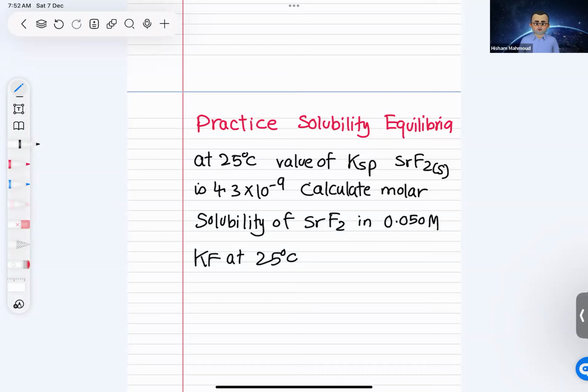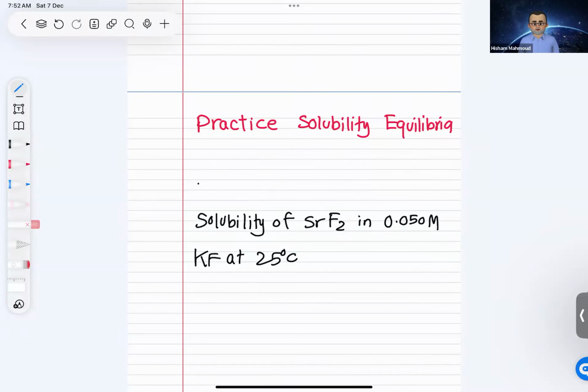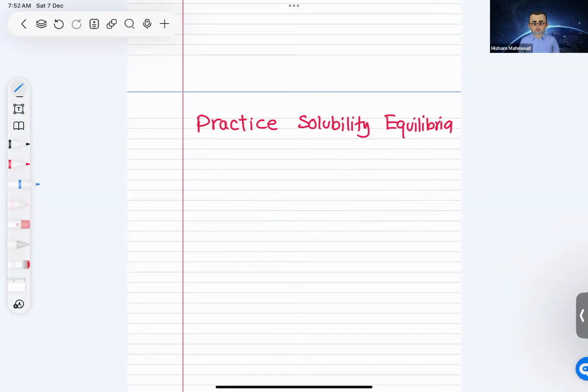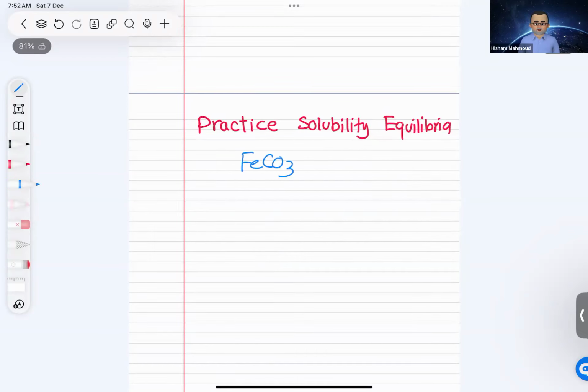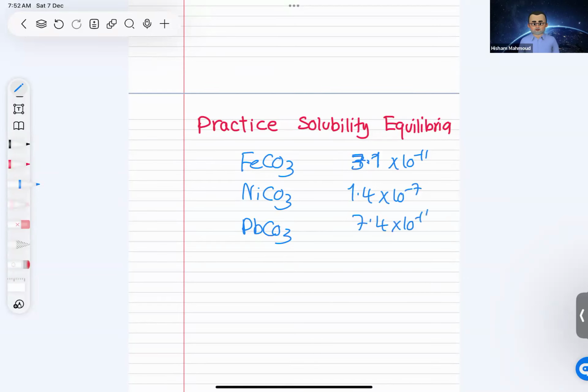Yeah, this is a more simple one. It's just simply asking if I have these three compounds, FeCO3, NiCO3 and PbCO3, and he's giving the Ksp for each one. This is 3.1 times 10 to the power of -11, this is 1.4 times 10 to the power of -7, and 7.4 times 10 to the power of -14. So I need to arrange them in increasing order of solubility. Which one will be the least soluble and which one will be the most soluble of these three?